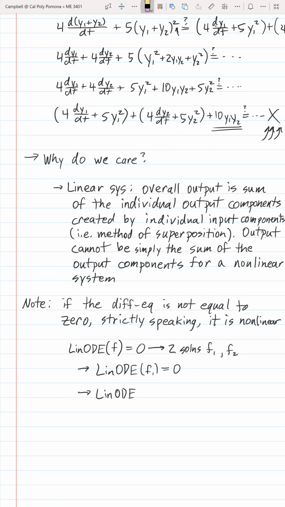So same thing for F2, right? So if F2 is a solution, that means that if I plug in F2 for F, and I take all the appropriate derivatives, whatever the function F2 happens to be, I take all the derivatives, multiply, add, do whatever I have to do, then that has to be equal to 0 as well for this linear ODE.